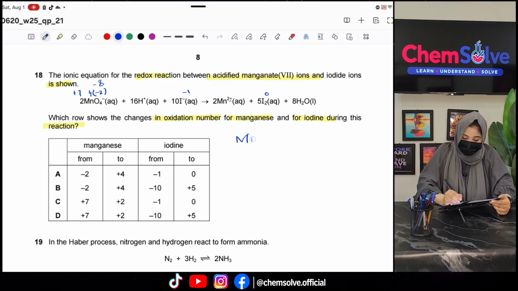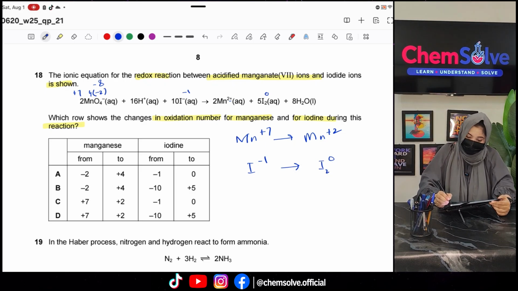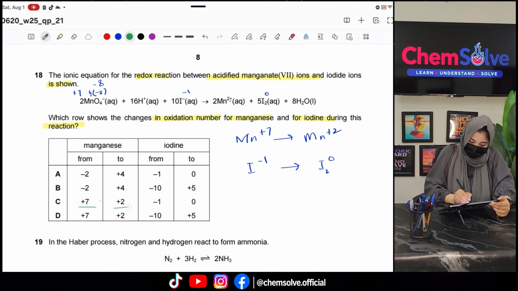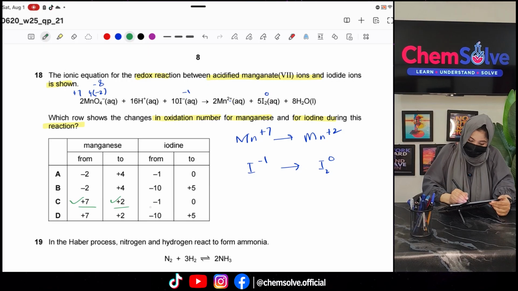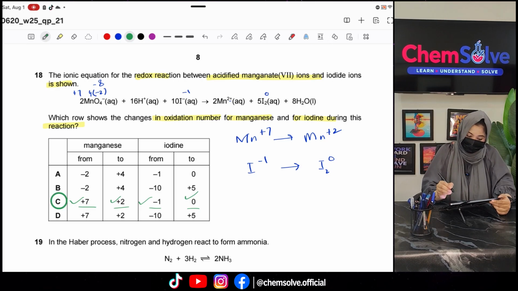So Mn changes from +7 to +2, while iodide changes from -1 to 0. So it matches with +7 and +2, and then -1 and 0. So clearly the correct option is C.